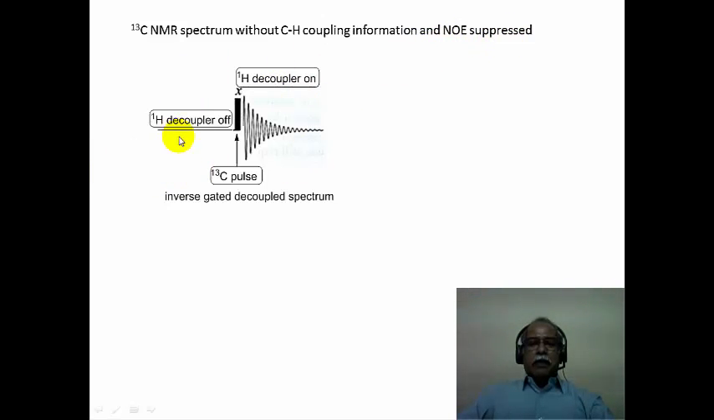This is just exactly the opposite of the earlier pulse sequence. In the case of the pre-carbon-13 pulse, the decoupler is turned off. The decoupler is turned on along with the carbon-13 pulse here, and the decoupler is on throughout the free induction time. In other words, when the decoupler is on, the CH coupling information will be completely lost. Here the decoupler is off before the pulse, so NOE also will not be present. So this is known as the inverse gated decoupling spectrum. In other words, both the CH coupling information as well as the NOE are suppressed in this particular accumulation of the scans.